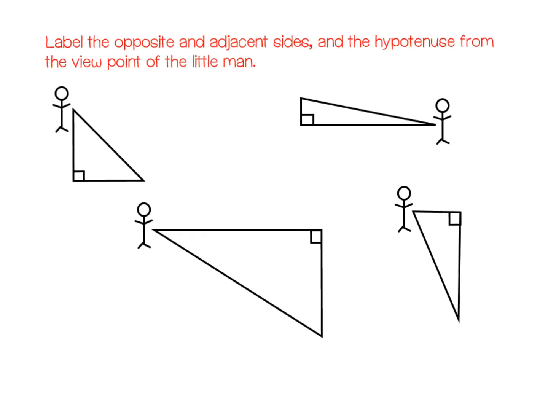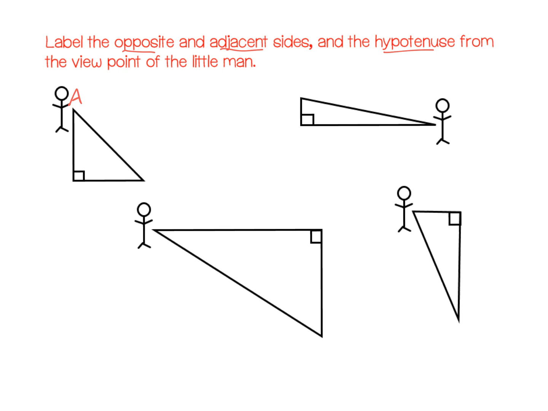So typically, we look at triangles and we have our points labeled like A, B, C. In this case, I just drew a little figure, but this could just as easily be like point A. Okay, so what we're going to do is label the sides as either opposite, adjacent, or hypotenuse from the viewpoint of this little guy, or in our case, point A.